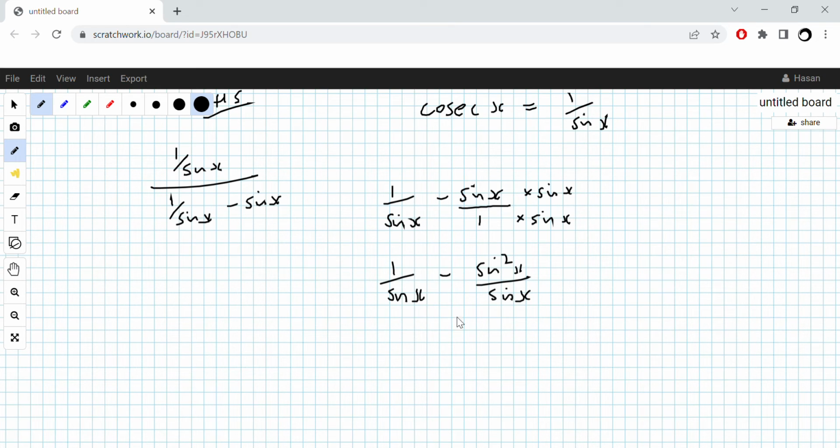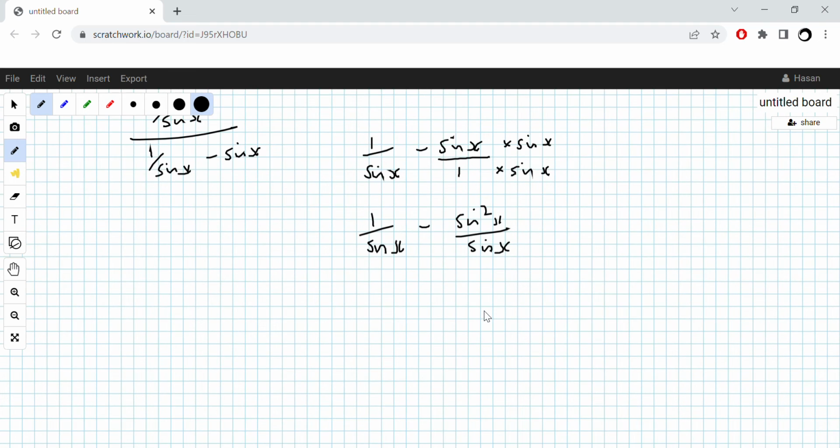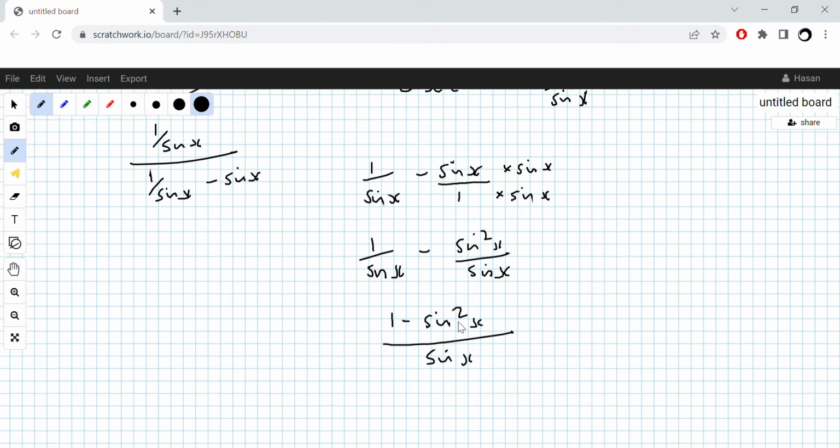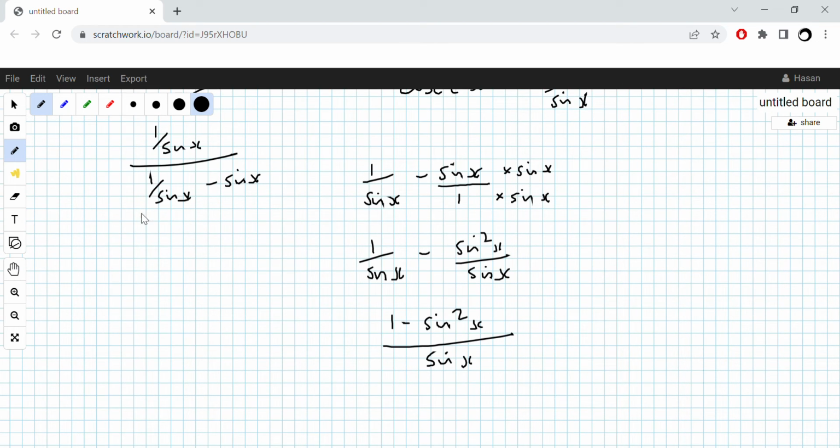Our denominators are now the same, so we can subtract the fractions just normally now, bringing the fractions together. So now we have 1 minus sine squared x over sine x. Rewriting this fraction now, we have 1 over sine x over 1 minus sine squared x over sine x.